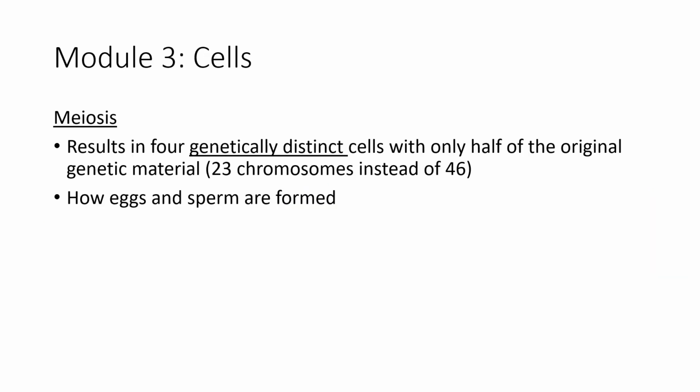Meiosis is going to give us 4 genetically distinct cells, and each of those cells is going to have half of the original genetic material, or DNA. Each of our cells contains 23 pairs of chromosomes, or 46 total. In meiosis, when the cell division occurs, the product is either going to be egg or sperm, and each of these cells will have 23 chromosomes instead of the total of 46.